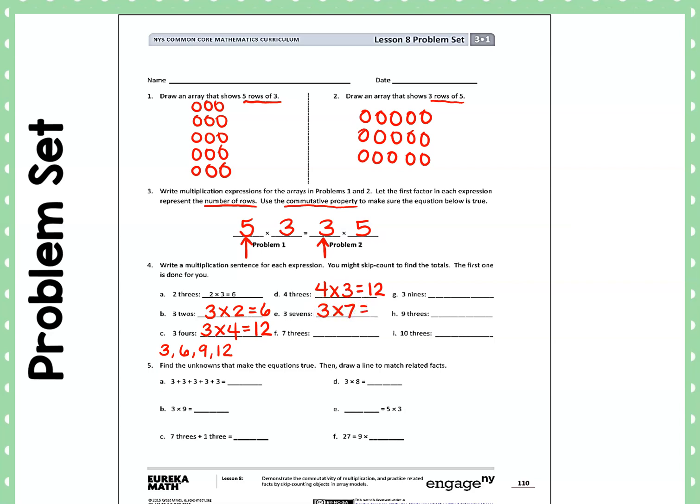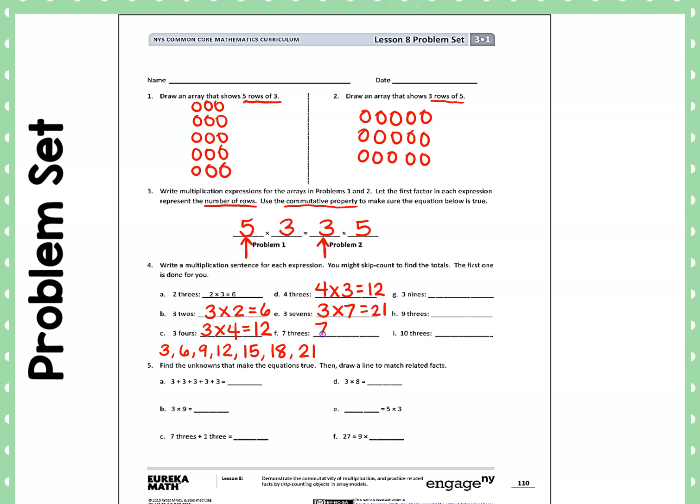Okay, I don't know that off the top of my head, but I can keep counting by 3s. So 15, 18, 21. So if I skip count by 3s 7 times, I would get 21. Okay, my next problem, 7 3s.